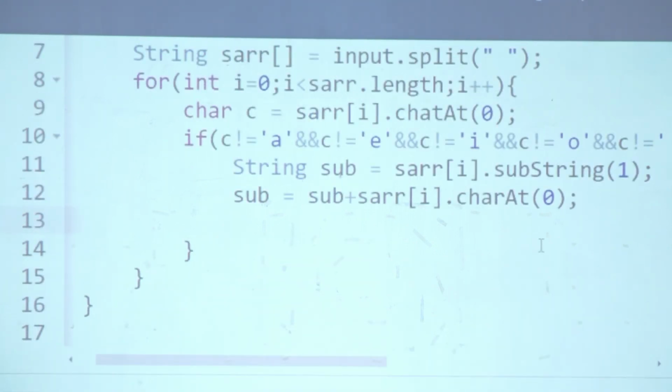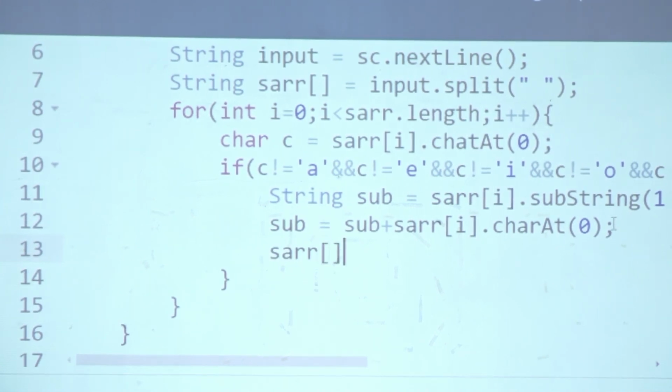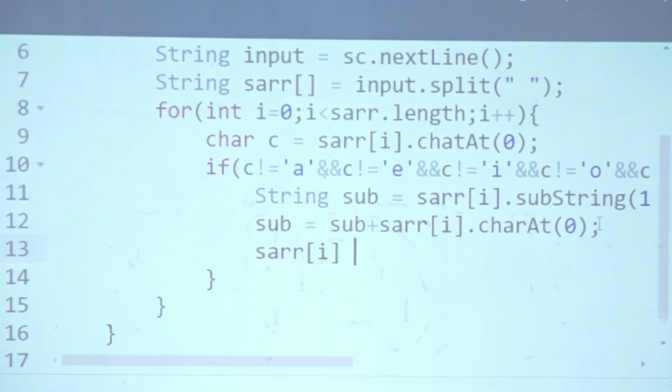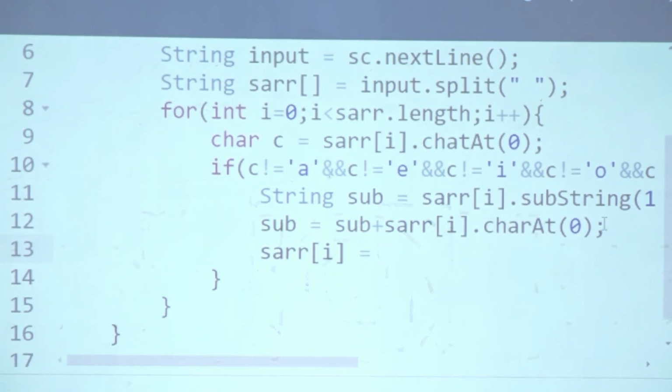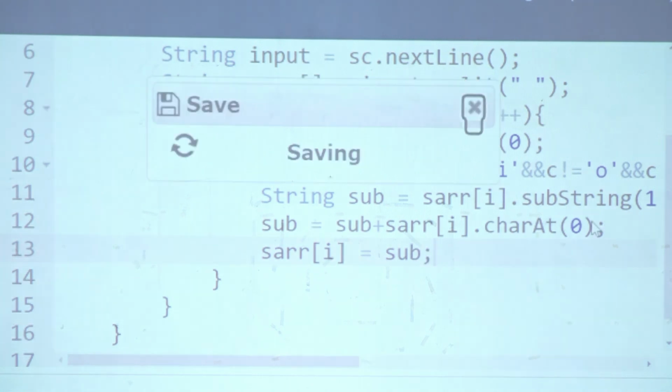Are you understanding what I am doing? I am modifying it and putting it there because the remaining code is the same whether it's a consonant or a vowel. So now I will write the remaining part of the code. SARR of I is equal to this modified word sub. I will modify it only if it is a consonant.